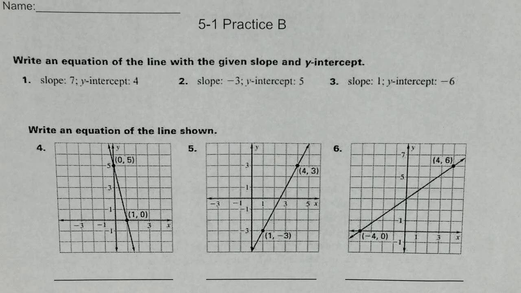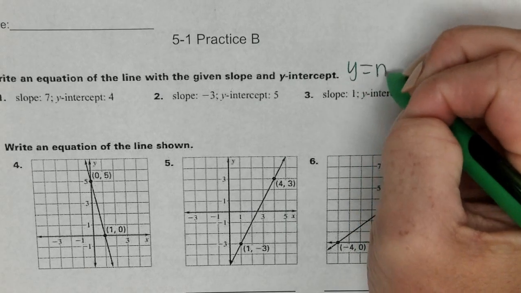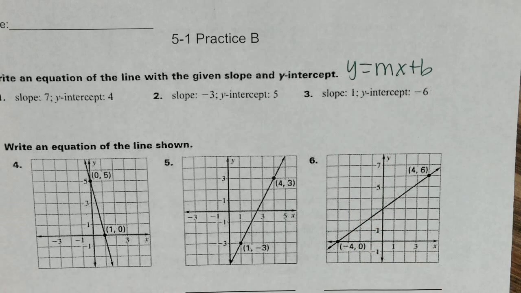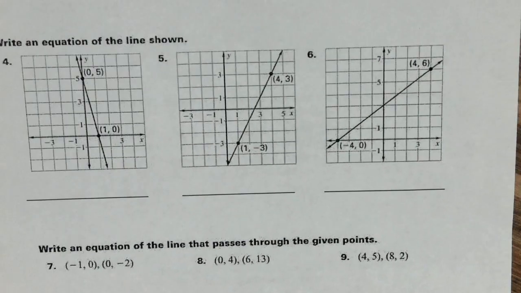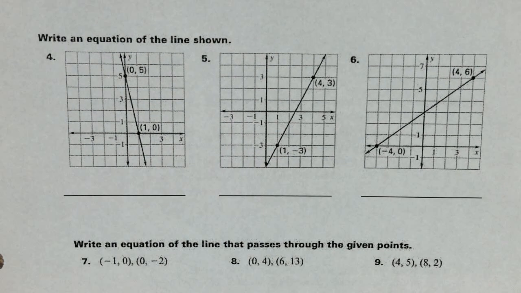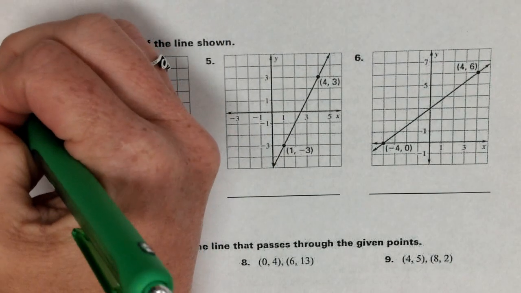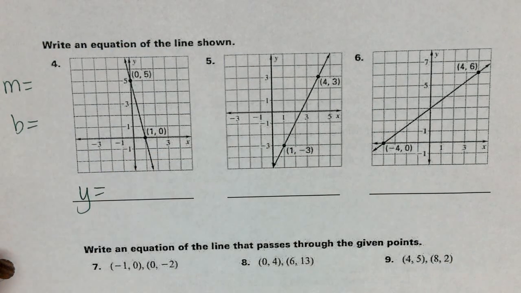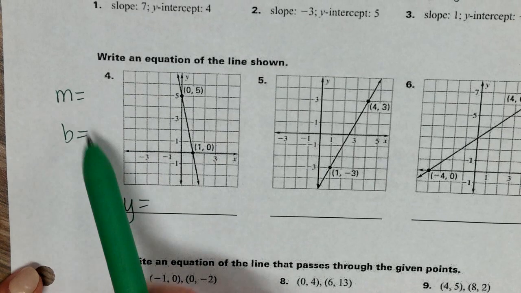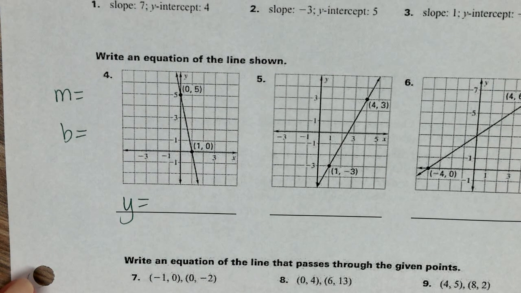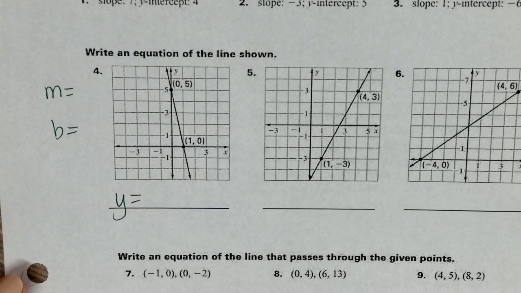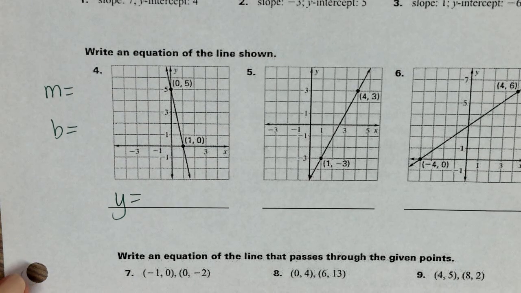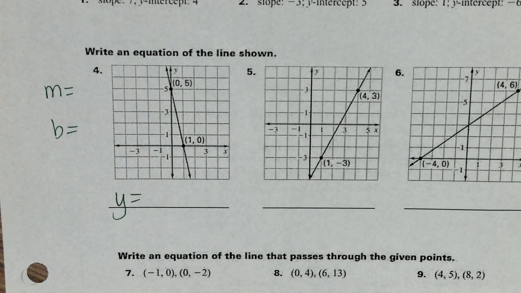So on 1 through 3, you're just going to write an equation. They gave you the slope and intercept, so you're going to write an equation in y equals mx plus b form, just like we did on the first few examples on your notes. On 4 through 6, they want you to write an equation. So the first thing you're going to have to do is solve for the m and the b. And then you'll have your y equals mx plus b once you solve for them. Are we okay? You are going to have to find the m and the b so that you can write the equation.